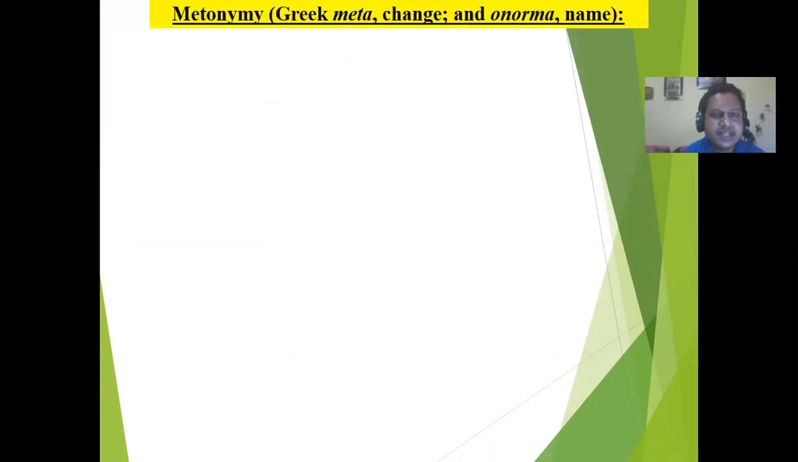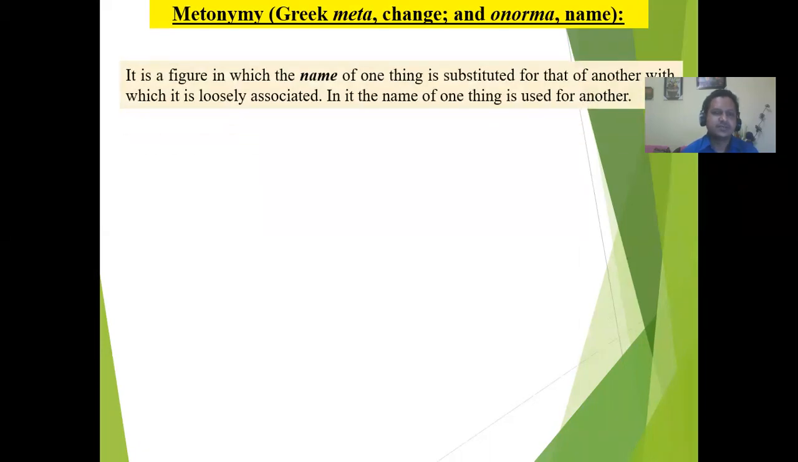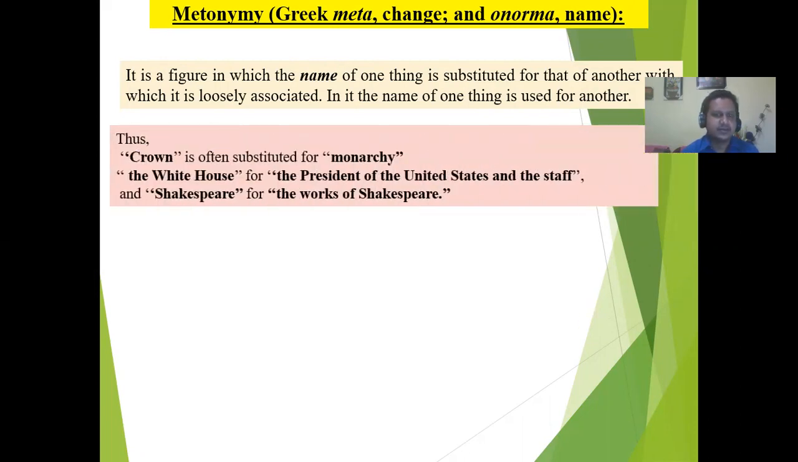So our next literary term is metonymy. The word metonymy comes from two Greek words, meta and onuma. Meta means change and onuma means name. What is metonymy? It is a figure in which the name of one thing is substituted for that of another with which it is loosely associated. In it, the name of one thing is used for another. Thus, crown is often substituted for monarchy, the White House for the President of the United States and the staff, and Shakespeare for the works of Shakespeare.